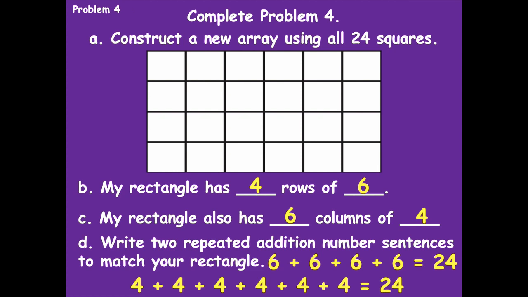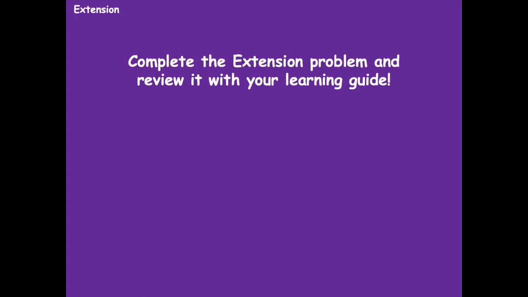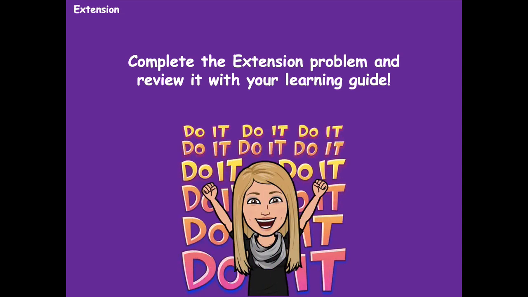All right, so again, also for this one, friends, you could have had a different array, and that's okay. So if you have a different array that's not four rows of six, then you need to make sure that you review it with your learning guide to make sure that you have the correct answers. All right, so for the extension problem on your problem set, you're going to complete the extension problem and review it with your learning guide, okay? Do it, do it, do it. It's not required, but I would prefer that you do it and review it with your learning guide, okay?